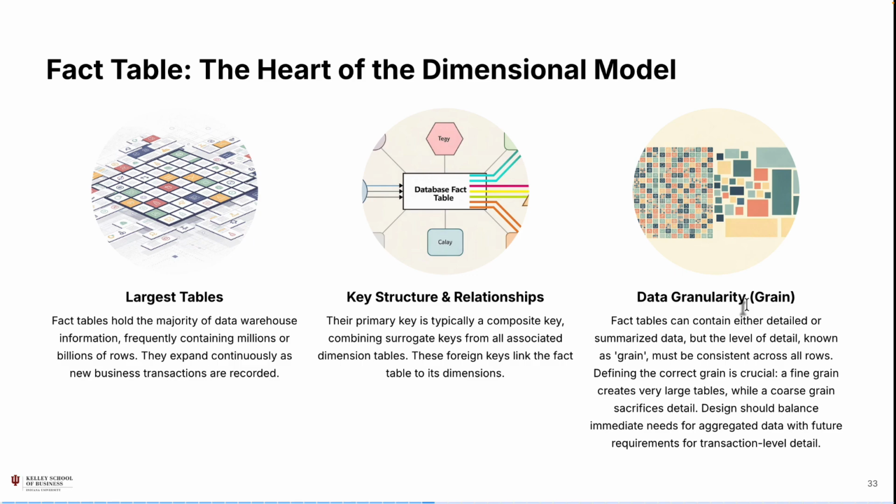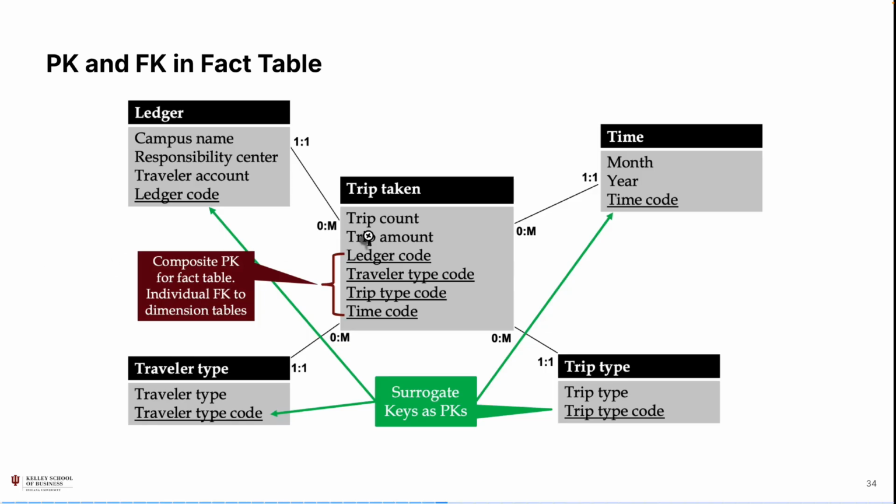The grain must be consistent across all the rows. So if one row records sales for a day, every row must be daily data. If you mix the grains, your report will be mathematically incorrect. Or as we like to say, never mix grains. In my example here, you can see the trip taken is the fact table. And surrounding this fact table, we have 4 dimension tables. And the primary key here of the fact table is a composite key, which includes all the surrogate keys of all the dimension tables. And the relationship between the fact table and a dimension table is always one-to-many.